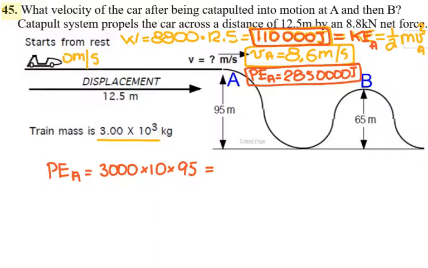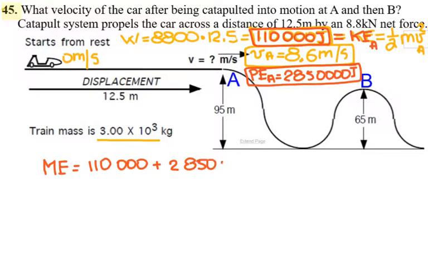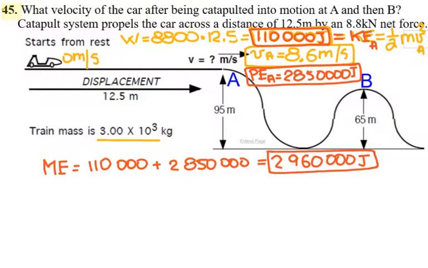So at point B, you will have exactly the same total energy. Sometimes they call it mechanical energy. So the mechanical energy of the system, kinetic and potential together, is 110,000 and 2,850,000. And so the total energy of the system is 2,960,000 joules. So that is the total energy, and this total energy should be the same at B.